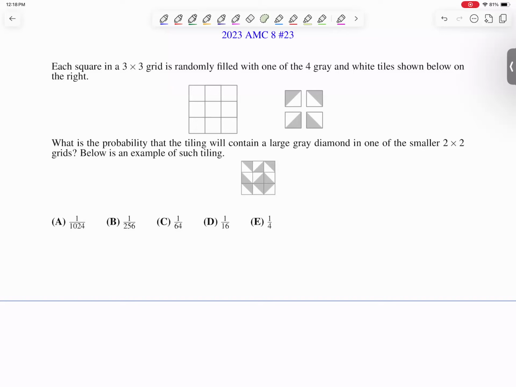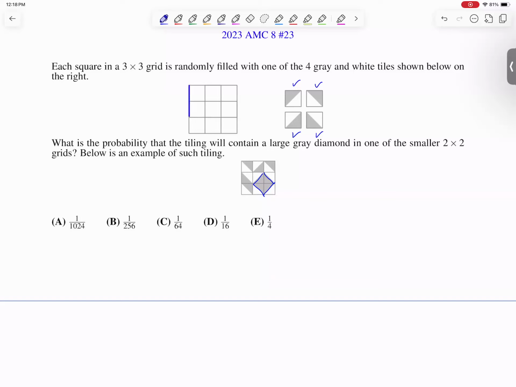Each cell we are going to shade, we have 4 options, either this one, or this way, or this way, or this way, and we would like to get a 2x2 large gray diamond in the shading. What's the probability for this? How can we get this 2x2 large gray diamond?